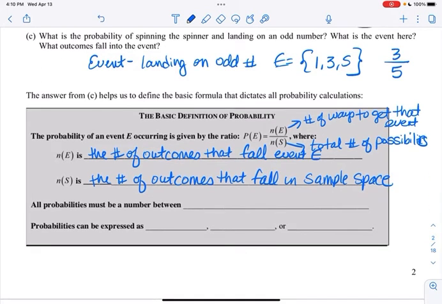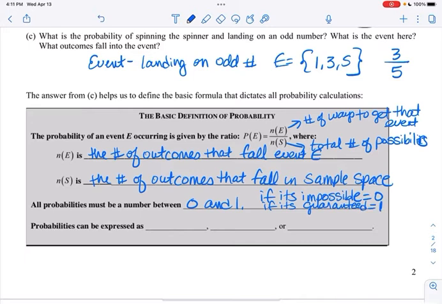All probabilities have to be a number between 0 and 1. If it's impossible, like if it's not going to happen, like in that spinner, what's the probability of landing on a 6? It's impossible because there is no 6. So if it's impossible, it's 0. If it's guaranteed, then the probability has to be 1. But all probabilities are a number between 0 and 1. We can express probabilities as a fraction, a percent, or a decimal.